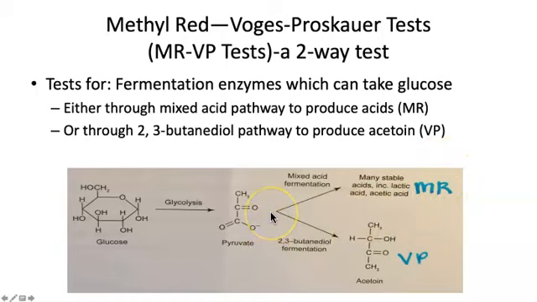The other pathway that's common is something called the 2,3-butane-diol pathway, and that ends up making a compound called acetoin. So with the MRVP test, we're using the MR part of the test to see if there are these many acids, or in other words, did it go through the mixed acid fermentation pathway? And we use the VP part of the test to see if acetoin is produced.